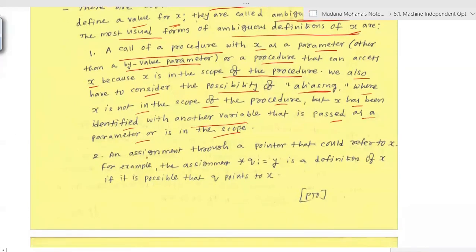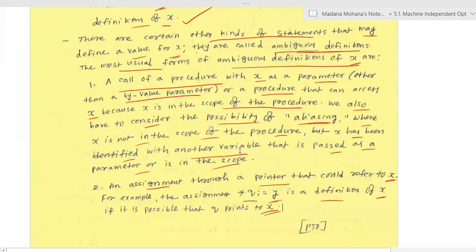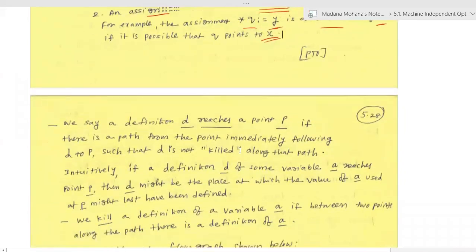The second case is an assignment through a pointer that could refer to the variable X. For example, the assignment statement with pointer *q = y is a definition of X if it is possible that q points to X. This is the second form. So these are some of the useful forms for ambiguous definitions of X.